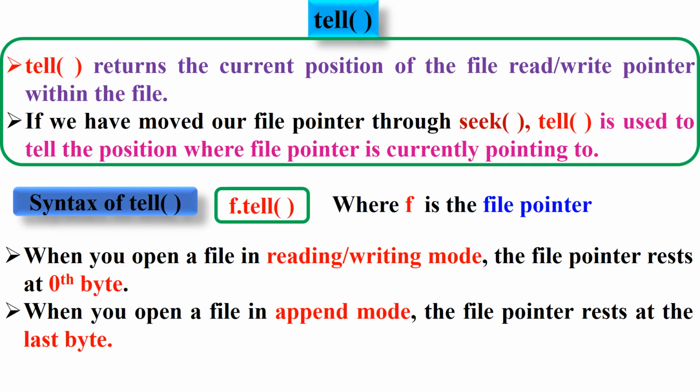Let's discuss about the tell method. Tell method returns the current position of the file read or write pointer within the file. If we have moved our file pointer through seek method, tell method is used to tell the position where file pointer is currently pointing to. Syntax of tell method is f.tell(), where f is the file pointer. When you open a file in reading or writing mode, the file pointer rests at 0th byte. When you open a file in append mode, the file pointer rests at the last byte.